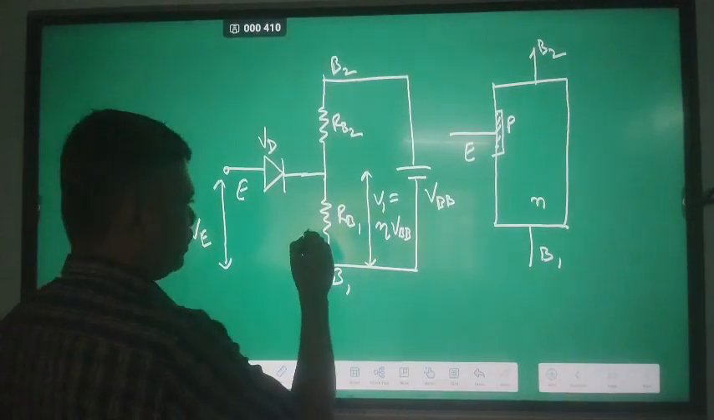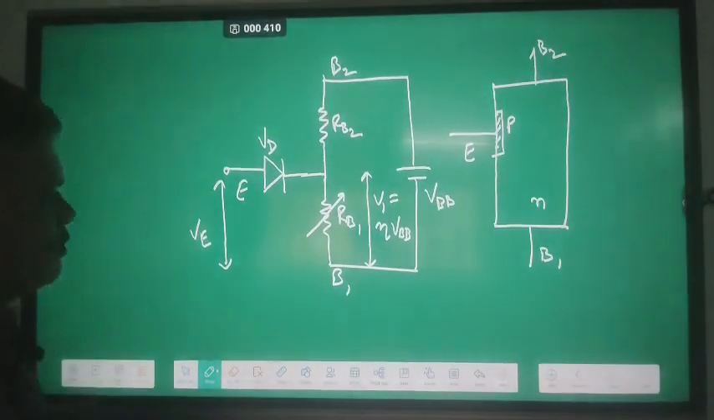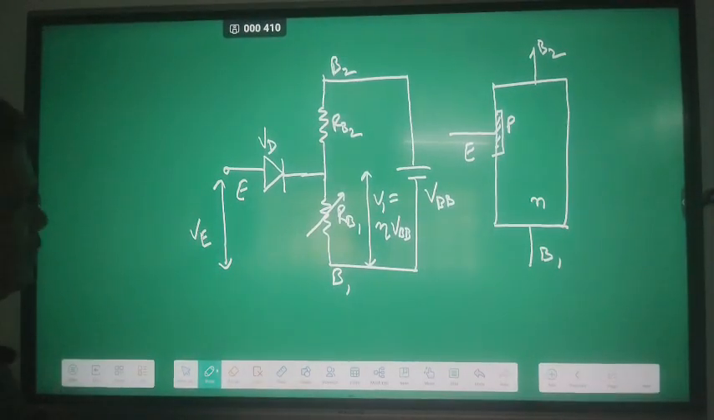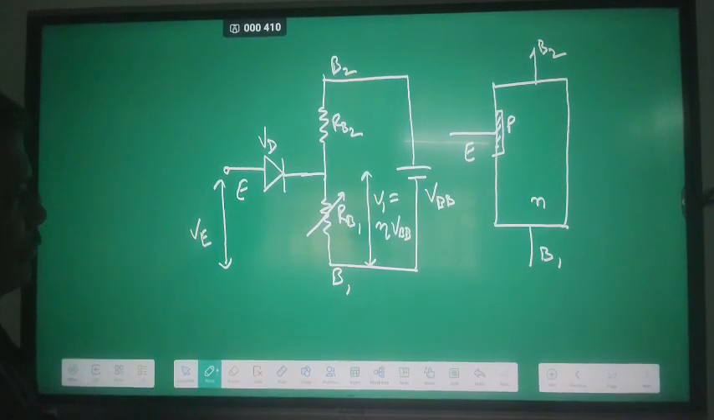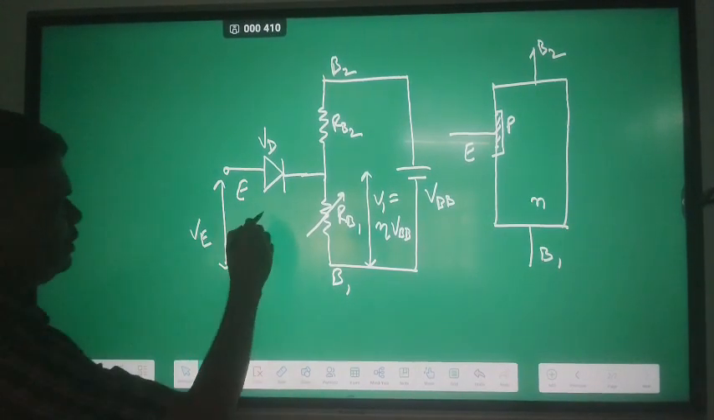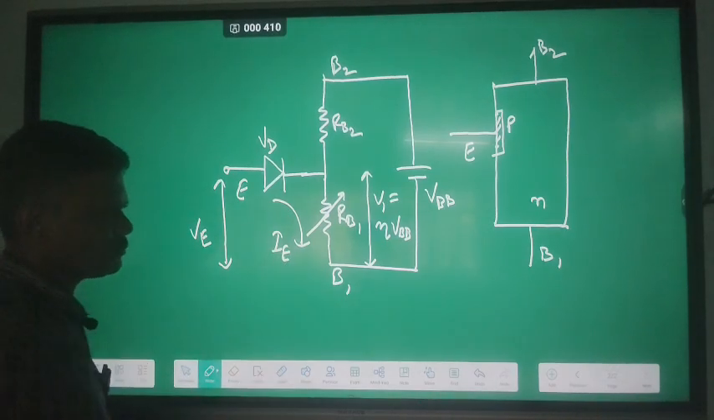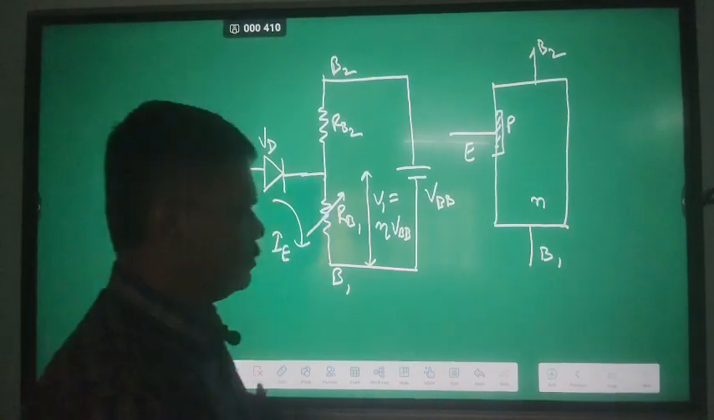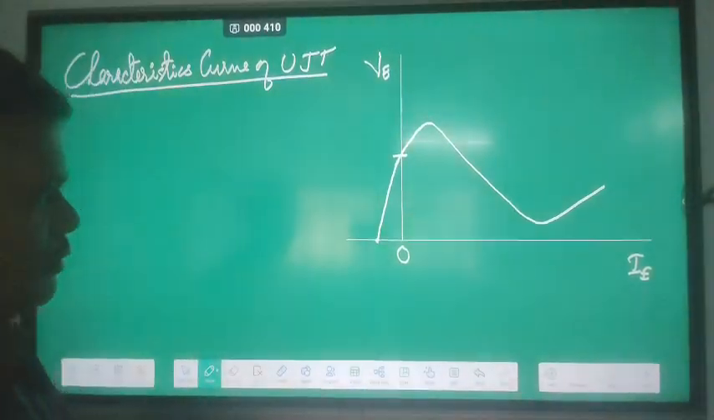Now this RB1 varies, as we know. When we discussed the construction of the UJT, we saw that RB1 varies due to the current flowing through it, and IE is the current that is flowing in this. So the characteristics curve is drawn between VE and IE.